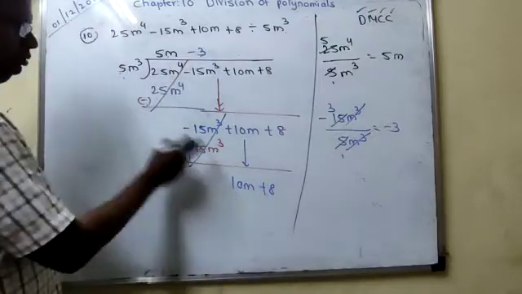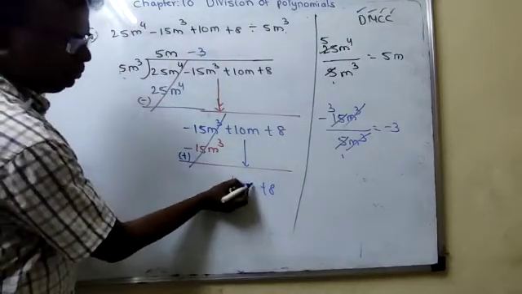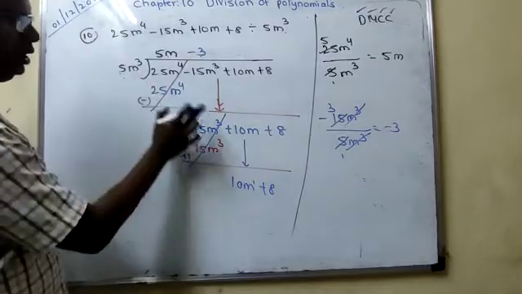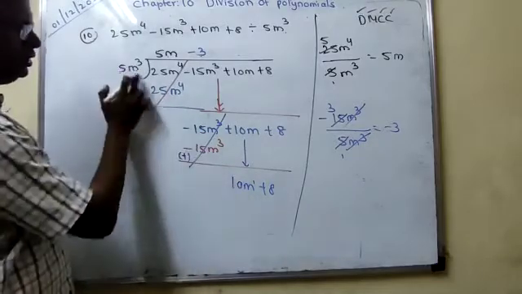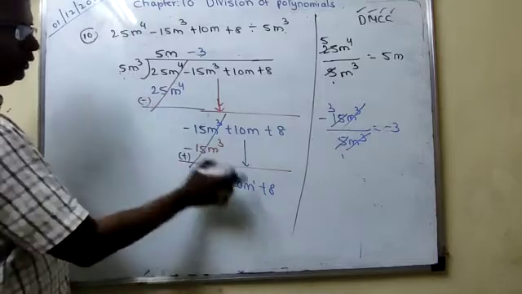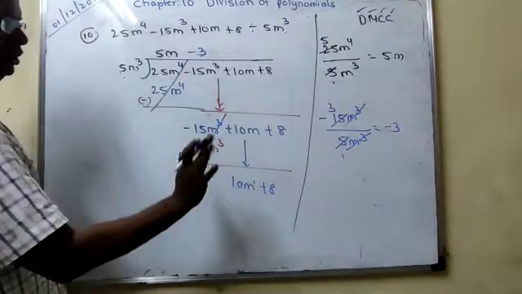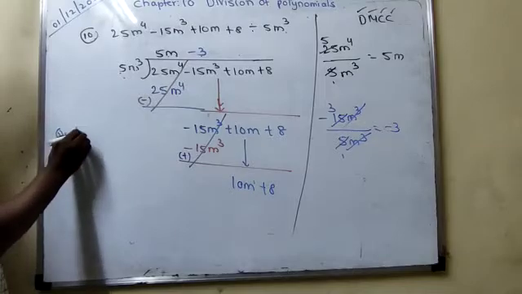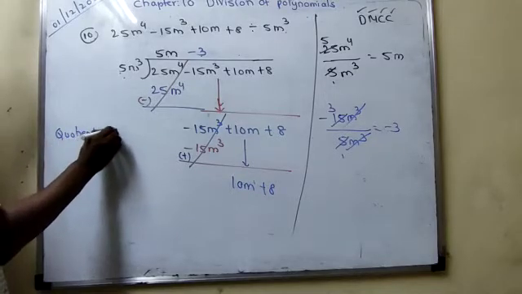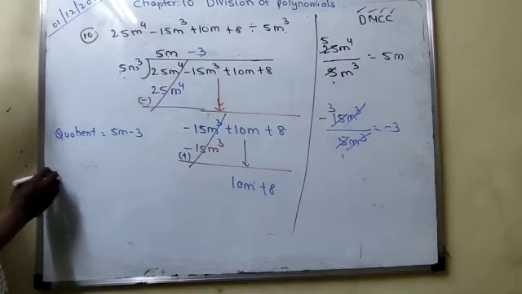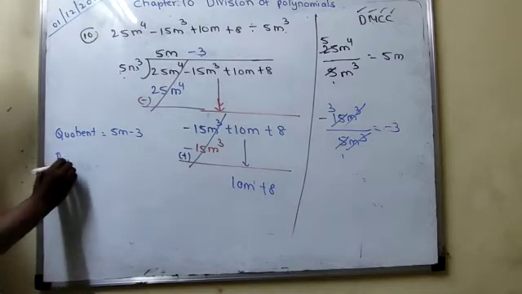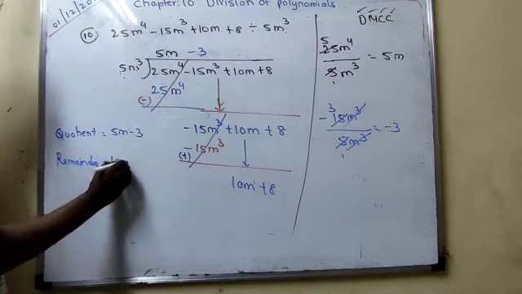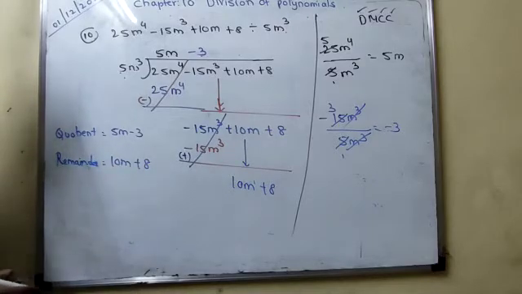Now take this term down. We cannot divide, because see, what is the degree of m here? 1. What is the degree of m here? 3. So this degree should be less than this degree, but here it is more. So we cannot divide this way. That's enough. So what is the answer for the question? The quotient is 5m minus 3, and the remainder is 10m plus 8.